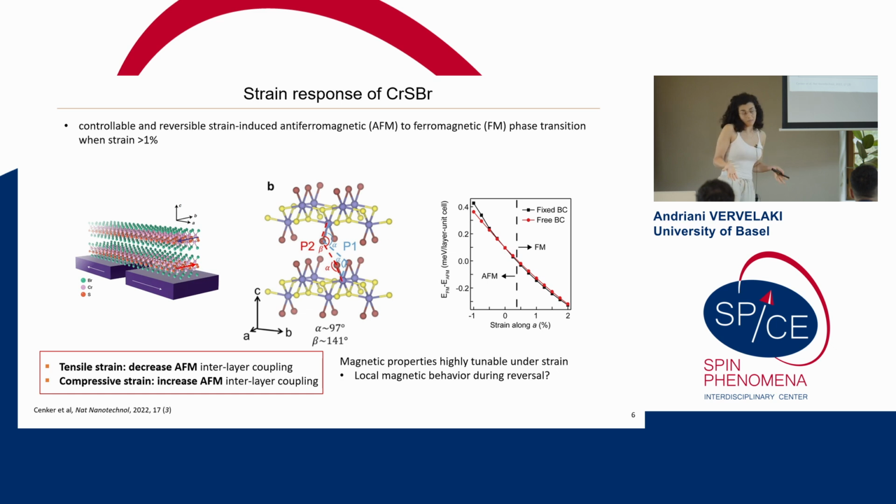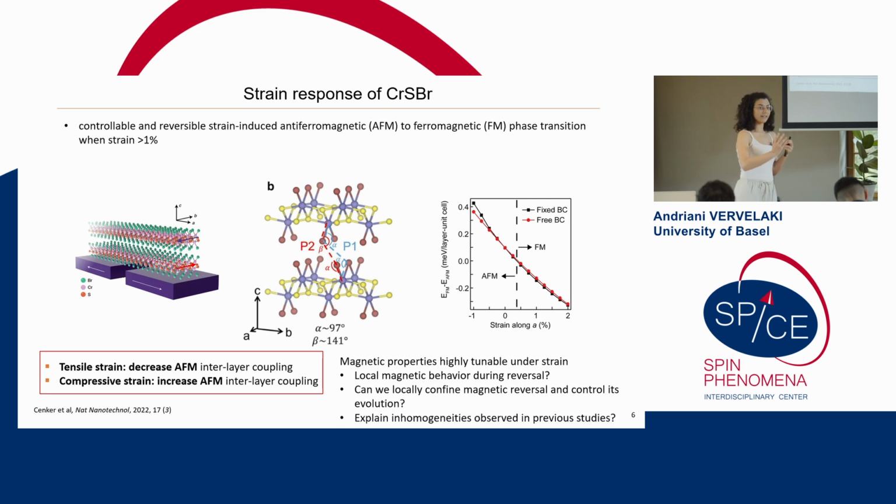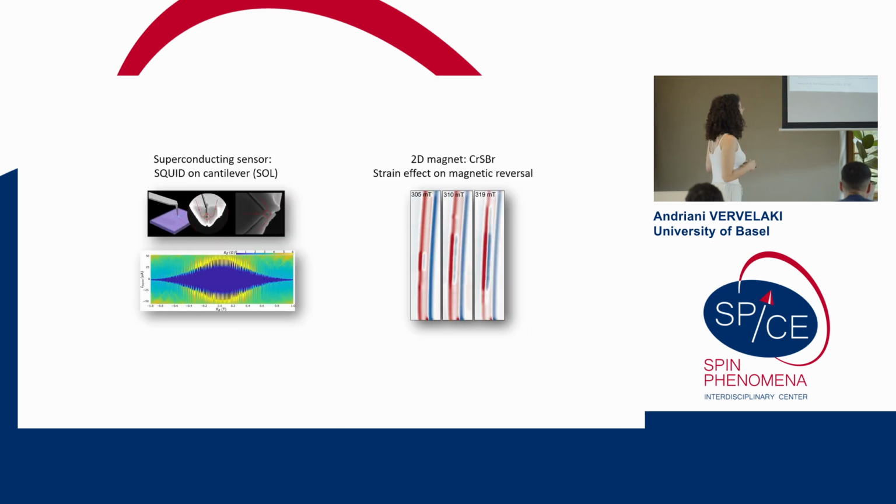So the questions that naturally arise are: what's the local magnetic behavior of this material during reversal, especially when you have strain inhomogeneities in the sample? And is it possible to confine the magnetic reversal in a specific location and control its evolution if we create some strain gradients in the sample, while this maybe could explain inhomogeneities that are observed in previous studies during magnetic reversal? So these questions I will try to answer with the imaging that we did.